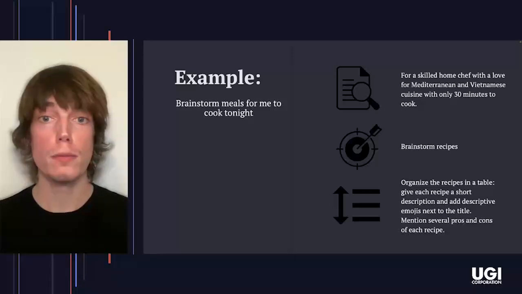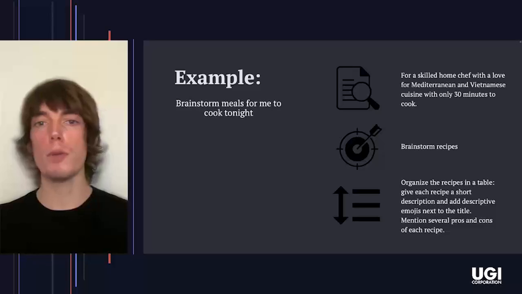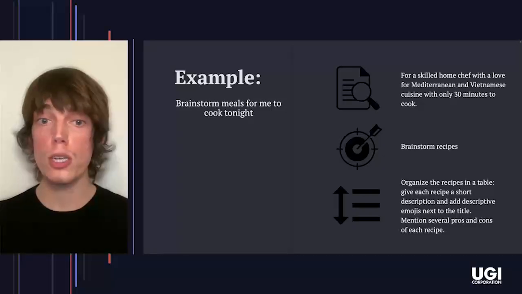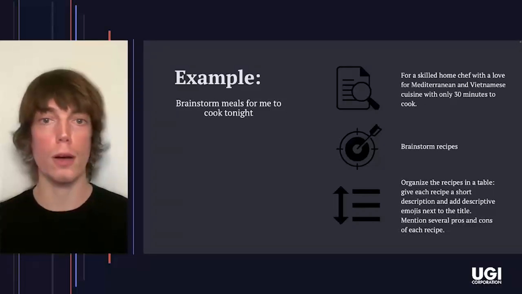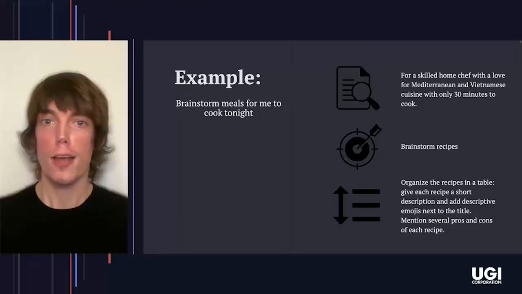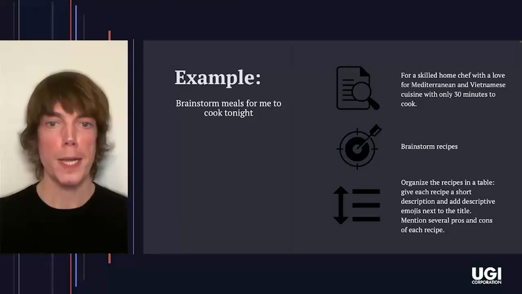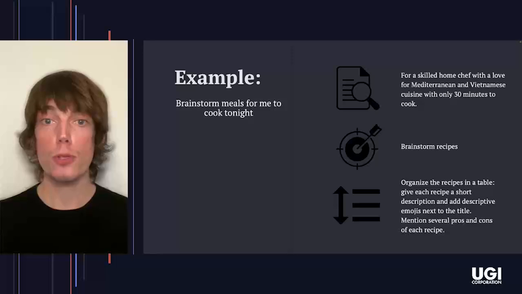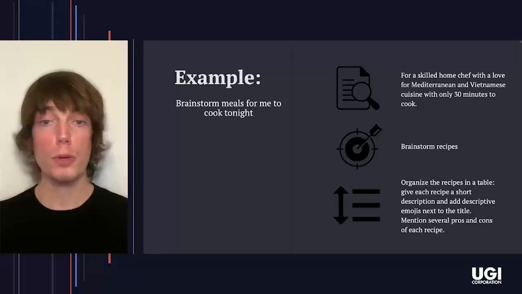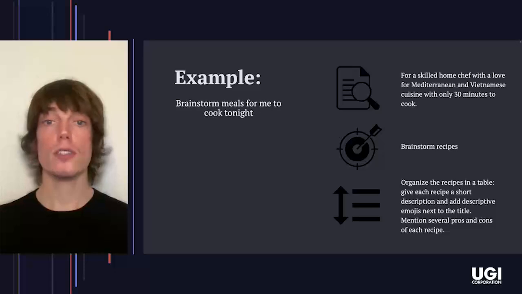Lastly, the format. Whenever I have multiple options, I think a table format is great to give a lot of oversight. So I want it in a table, give each recipe a short description, add descriptive emojis because I'm from a generation of people that if there are no emojis present, we just don't read it anymore. Lastly, some pros and some cons. Think with me there. I say, let's put this to the test.